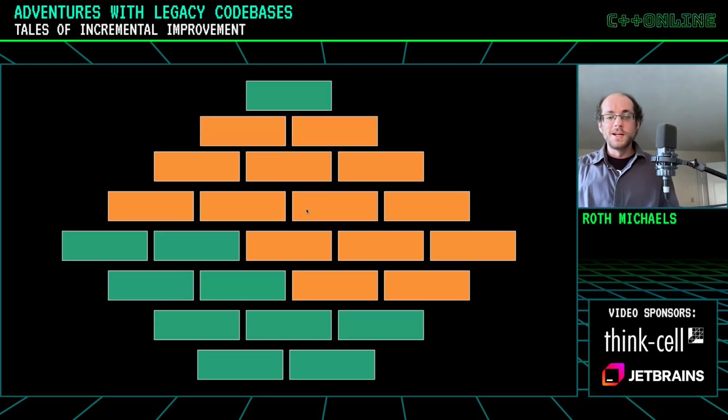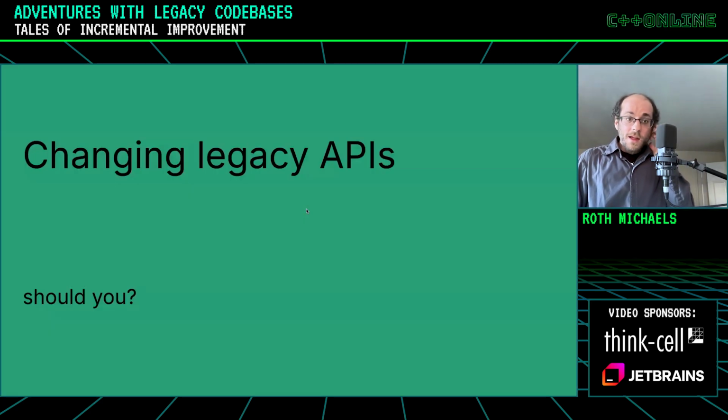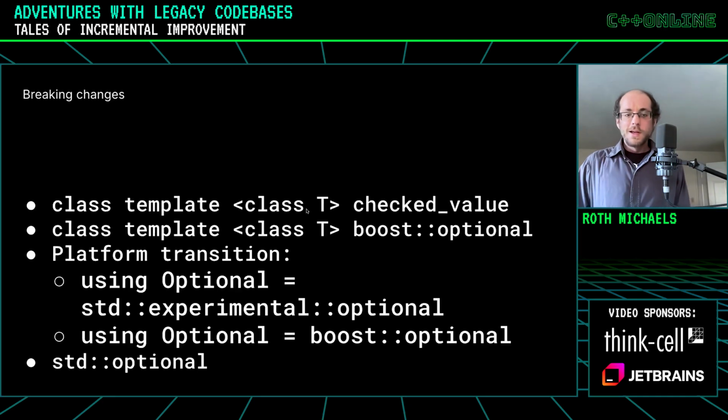Yeah, regarding refactoring, this is always a big help in code review if you split up the refactoring and the actual change at least into 2 commits, if not actual pull requests. And speaking of refactoring, let's talk about changing legacy APIs. And should you do it?